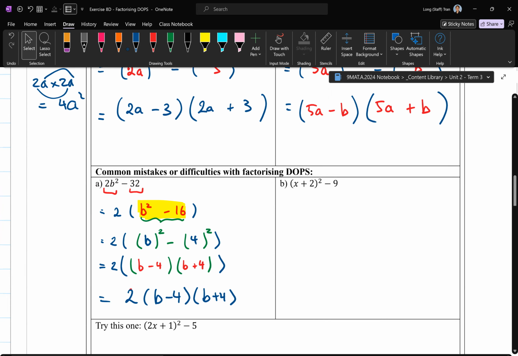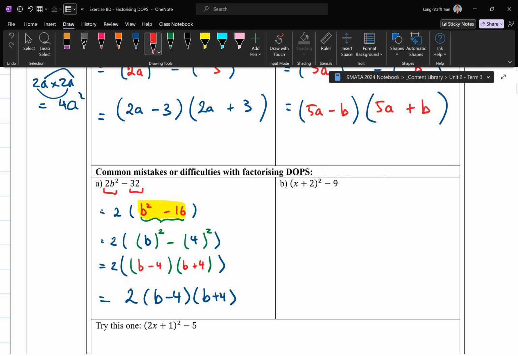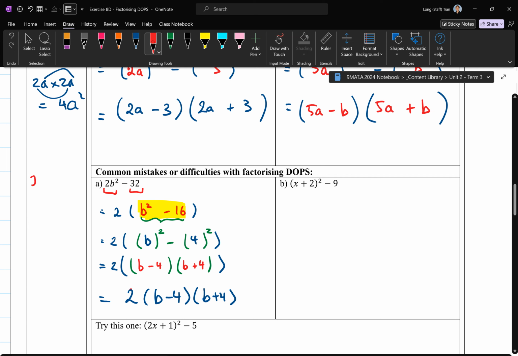Now, before I move on to B, what happens, and this is not going to be in your, I don't think it's in your year 9 textbook, but if it is, how would you do this one? You know how to do x squared minus 9, x squared minus 100. What if I gave you x squared minus 7?